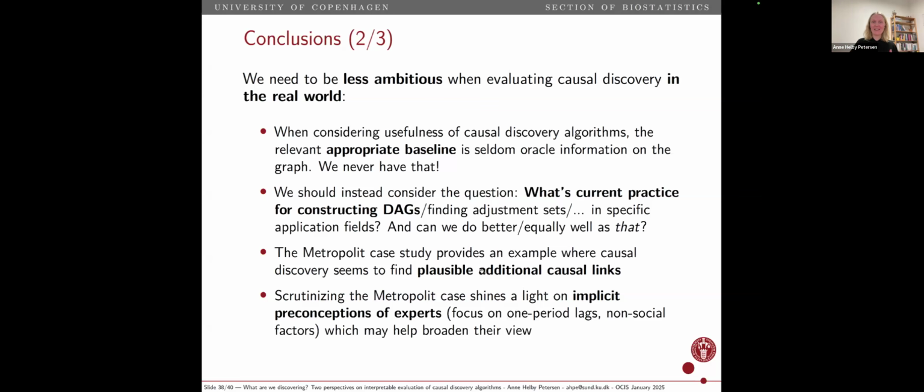Yeah, I think the methodological case study provides an example where we actually find some additional information by doing causal discovery that could help understand more about that specific case. And I also think using causal discovery actually provides some insights into the implicit preconceptions of these experts. They focus a lot on one-period lags, on unsocial factors. Maybe this will broaden their view, or at least they will know what sort of implicit assumptions go into how they work with this.